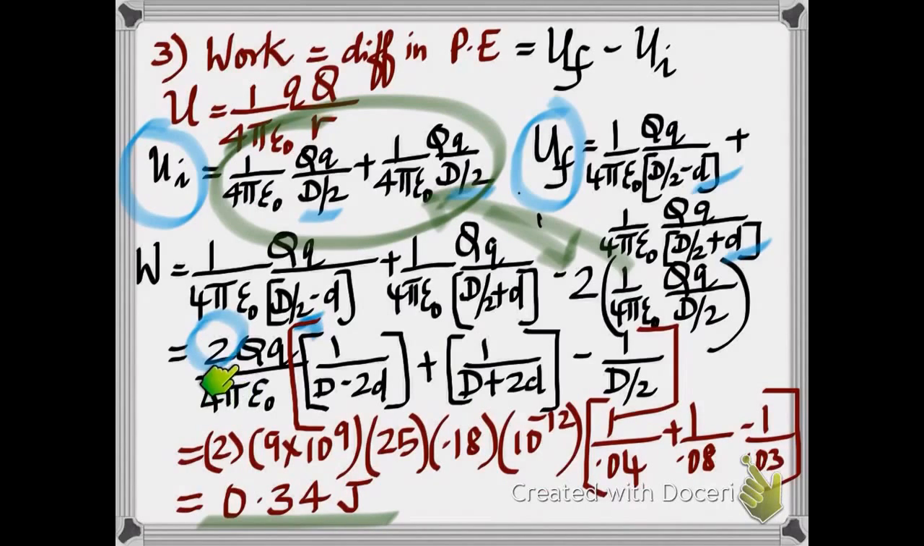Do remember that this Q is 25 and the small q, which is the test charge, is 0.18. Both of them are in microcoulombs, and so there's a 10 to the negative 6 with each one of them, which together is 10 to the negative 12. And all distances have to be taken in meters. That's why you see 0.04 and 0.08 and all that. Okay.